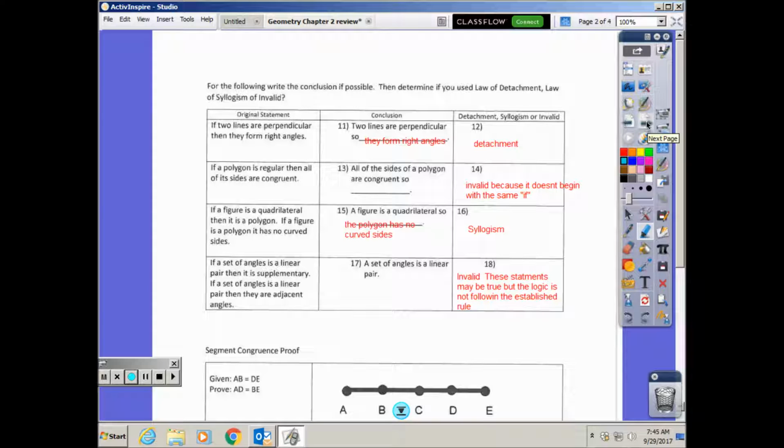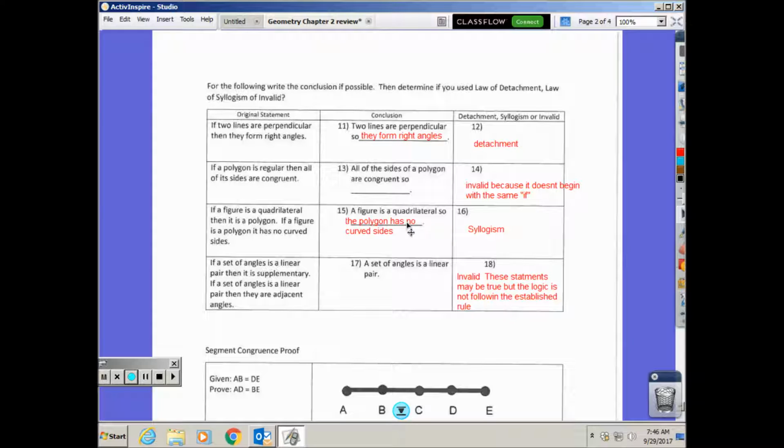Moving on to our law of syllogism and law of detachment. The law of syllogism and the law of detachment are very specific words.